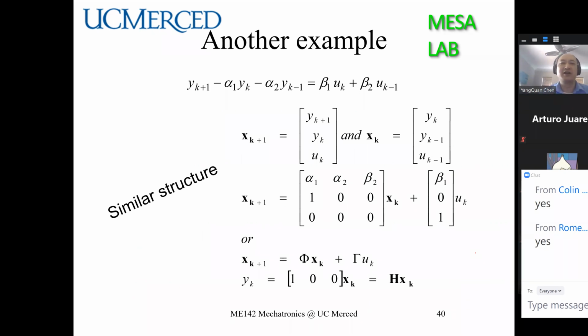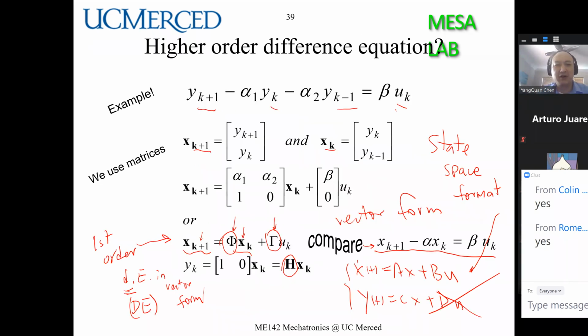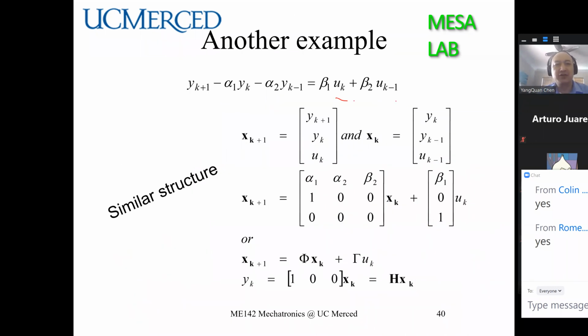So you can try another example. Remember here I only have one U, but what if I have two U here? The same. You introduce the dynamics U inside here, and you can get the same form of this. So you can see this structure is no longer unique. There are many ways to convert a high order D to first order D in vector form. So there are non-unique ways to do that, okay?